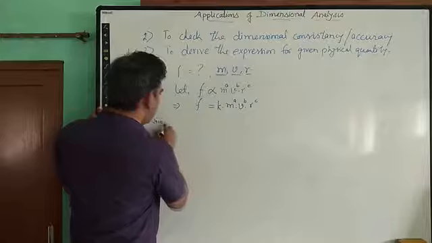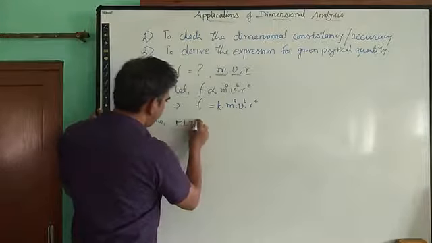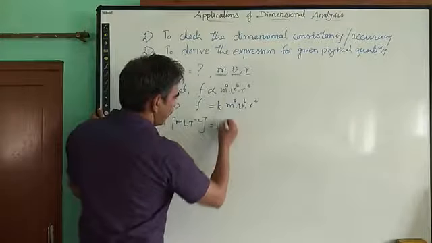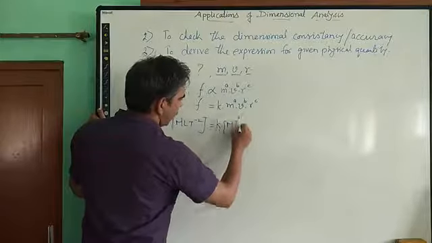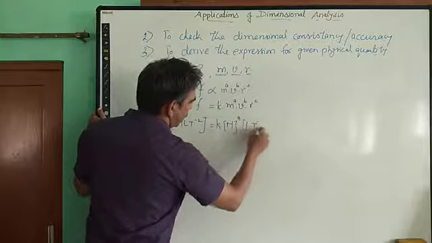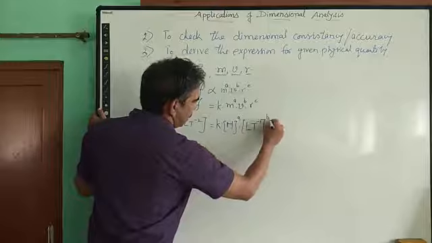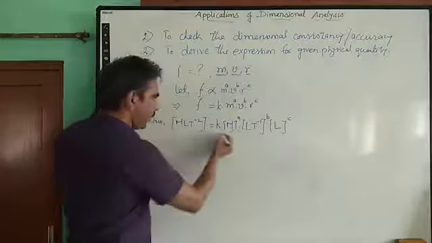Now the dimensions of F are nothing but M L T to the power minus 2. It is equal to k into the dimensions of m, which is M to the power a, into the dimensions of v, which is L T to the power minus 1, raised to the power b, into the dimensions of r, which is length, raised to the power c. So we just simplify the right hand side.